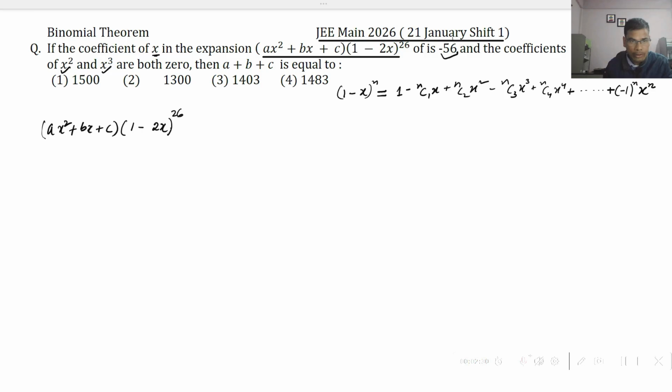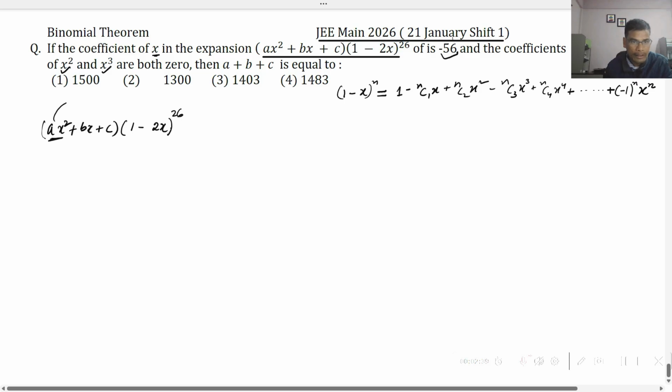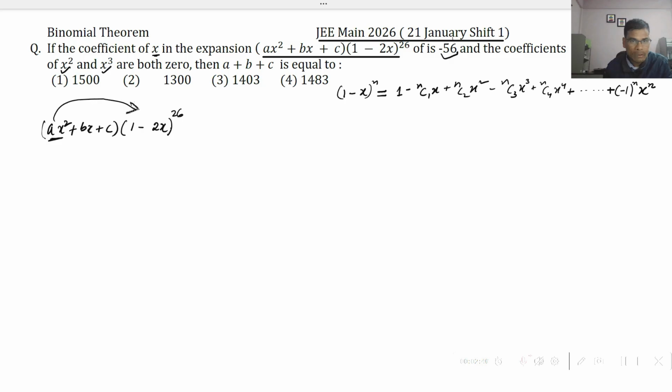To get the coefficient of x, we start from the first factor. There's no way to get x if we multiply the first term of the first factor with any term in the second factor. So the only way is to multiply the second term, bx, with the constant, and the third term of the first factor, c, with the x term.